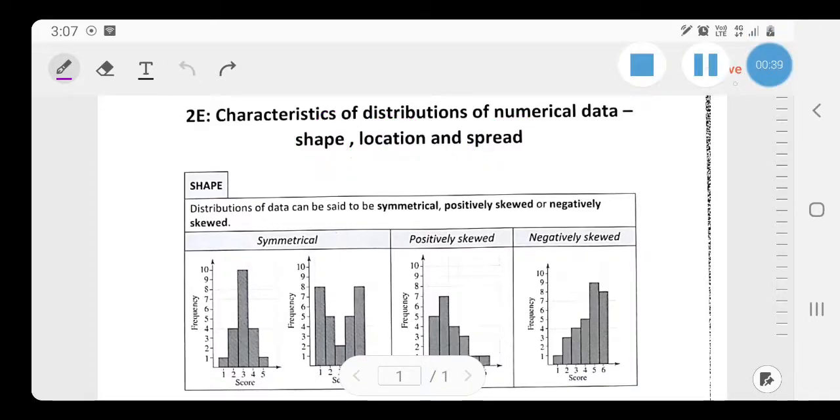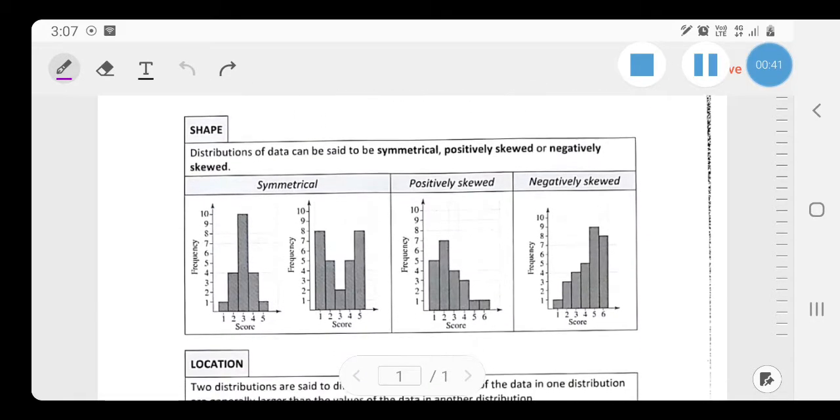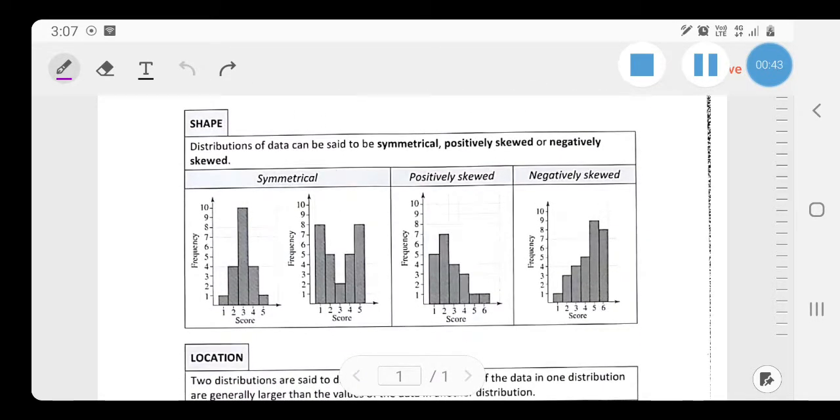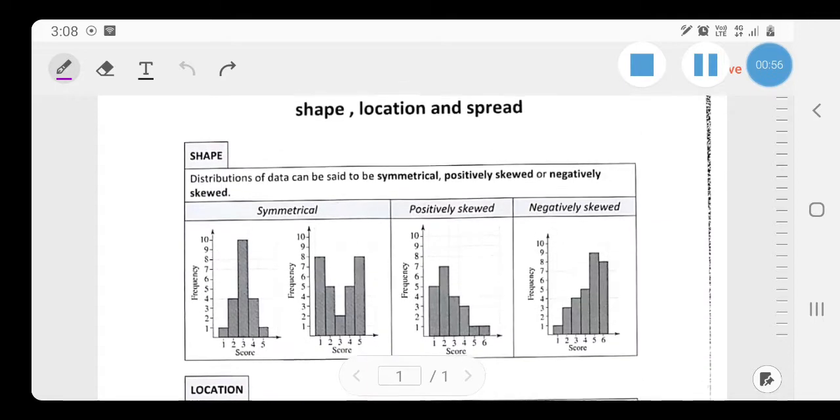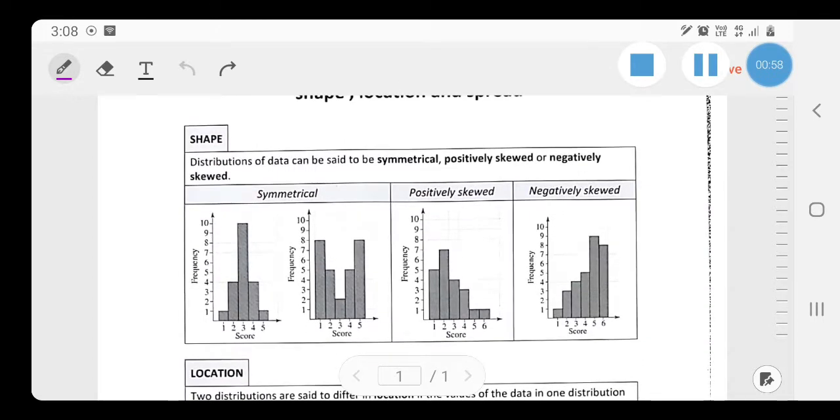Now, we're going to start with shape. For the purposes of learning about these three categories, on the horizontal axis, we just have score. Think of that as representing anything you like. It really doesn't matter. I'll choose something real simple like number of siblings.